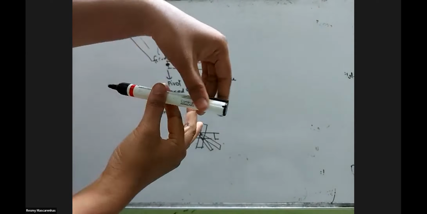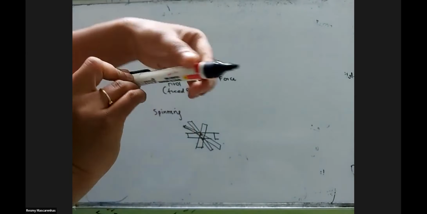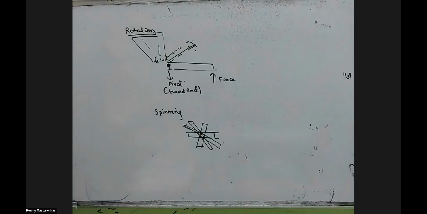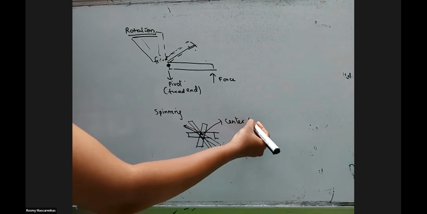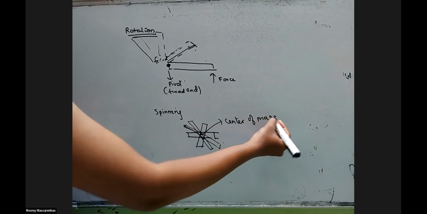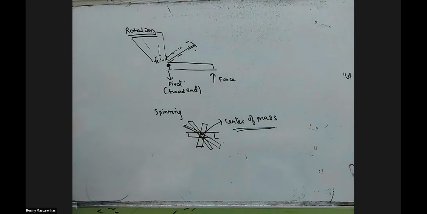And then suppose if I'm doing from here, this is a different way. This is using a fixed end. So this is using center of mass. Now we'll see what is that center of mass in detail, based on the center of mass.